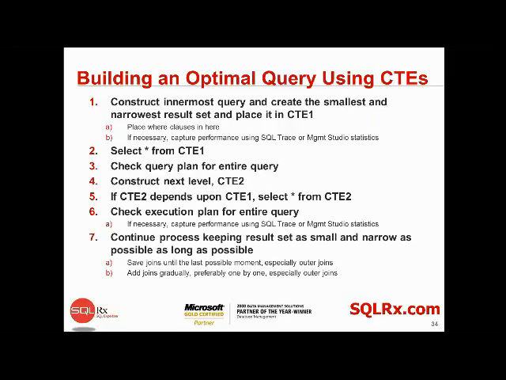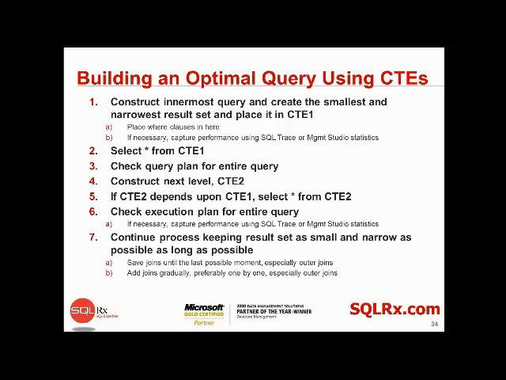By narrow, I mean instead of having a 600 KB record width, you have a 10 KB or 5 KB or a 100 byte record. Make it as narrow as you can, because a lot of times the bigger it is, the more likely it's going to end up in TempDB, and then you end up with disk involvement, and again, it slows it down. So basically, the upshot is you want to continue the process, keeping the result set as small and as narrow as possible, as long as possible.